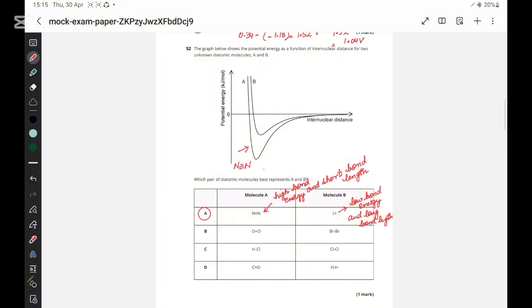So I'm going to choose option A because A is basically showing nitrogen, which has the highest bond energy. Nitrogen, having the triple bond, is inert as well. And B is going to be iodine because it has the greater internuclear distance, because it has the greatest size. That's why option A is going to be the best one.